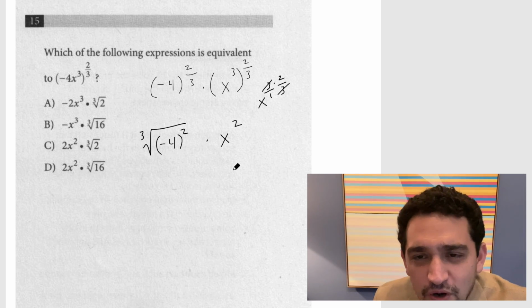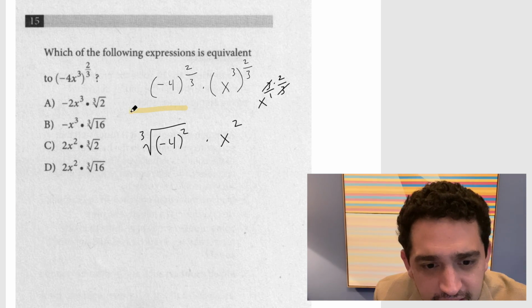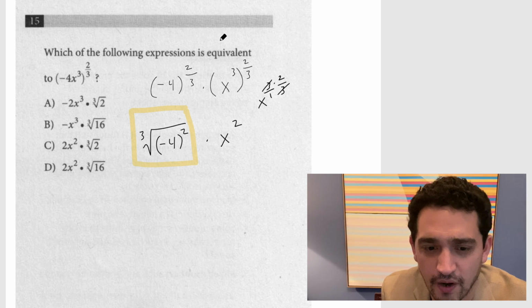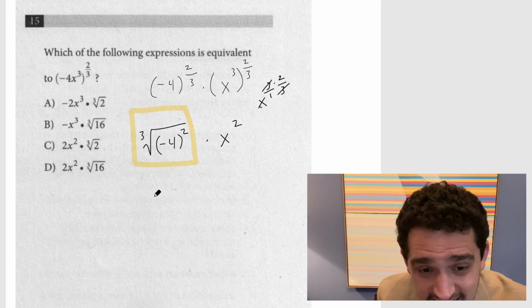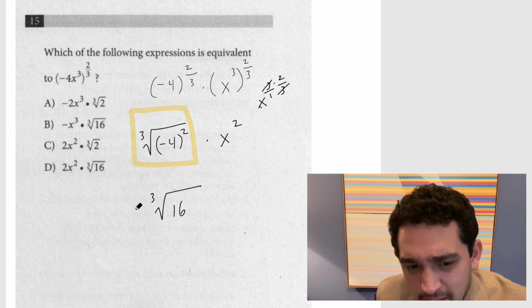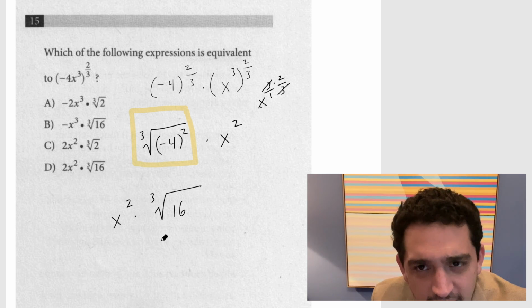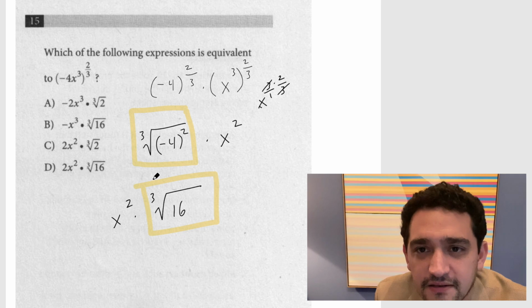Well, unfortunately, we don't actually have that, so let's keep working. Let's continue with this. What is negative 4 squared? Negative 4 squared is negative 4 times negative 4, so positive 16. This becomes the cube root of positive 16, and all that is times x squared. This is correct, but is this one of the options? Unfortunately, no, it's not.